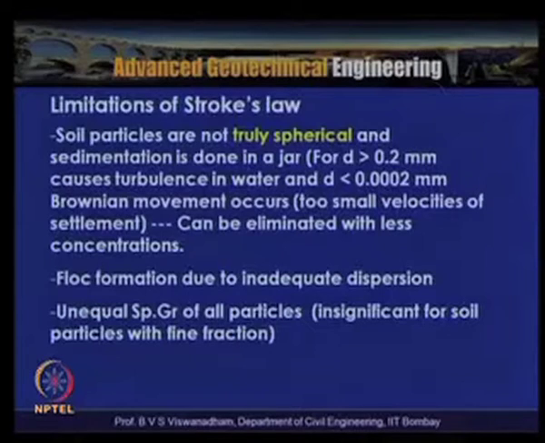So, for D greater than 0.2 mm, turbulence occurs in water, and for D less than 0.0002 mm, Brownian movement occurs. This is actually too small for the velocities of settlement, and can be eliminated with less concentration. If you have the finest of fine fractions, it is suggested that very little amount of soil solids be taken. For example, when determining the gradation of a bentonite, you should not take more than about 5 grams of soil solids.